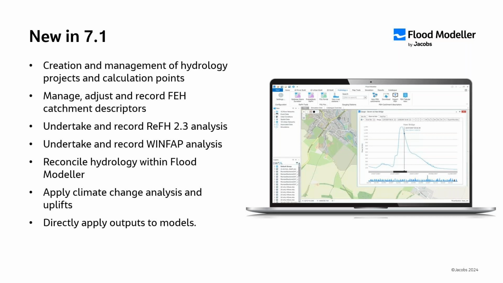We've introduced some really great workflows from taking your analysis through your reconciliation, so pairing up your hydrographs for your peak flow analysis, and then going on to apply uplifts. So for instance, climate change uplifts for the Environment Agency or SEPA can be applied within the software, drawing in the most current guidance. And finally, you can apply the outputs directly to models. There's no more reprocessing your hydrology to insert into models as CSV files or event files. We can connect them directly up within Flood Modeler, providing that seamless end-to-end experience.